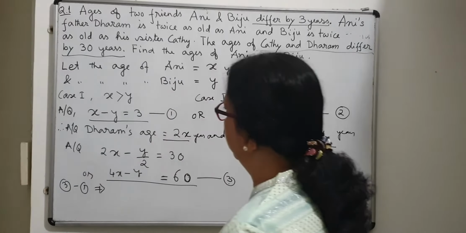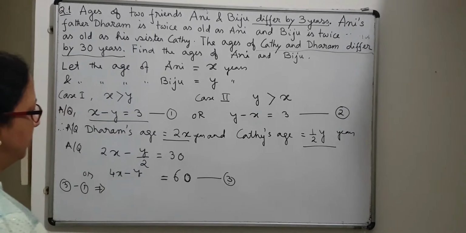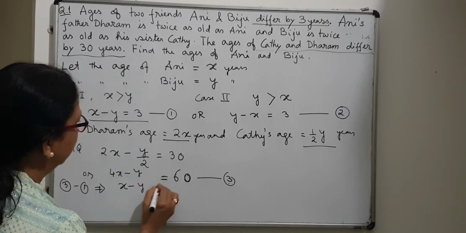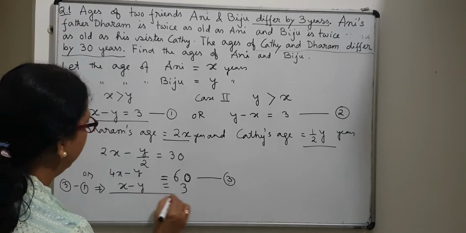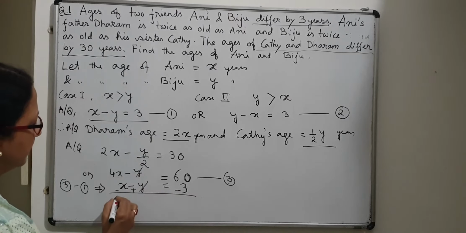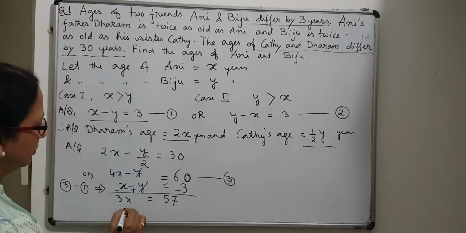Let me write equation 1 below this equation 3. So x minus y is 3. When I subtract, signs will change. So y gets cancelled, and 3x is equal to 57. That will give x is equal to 57 divided by 3, which is 19.